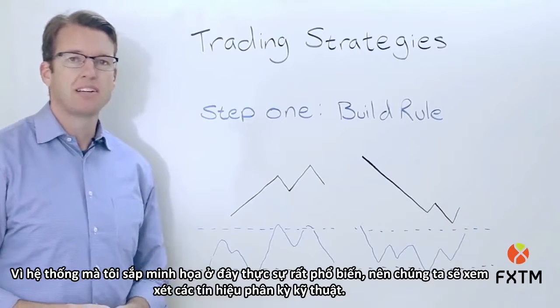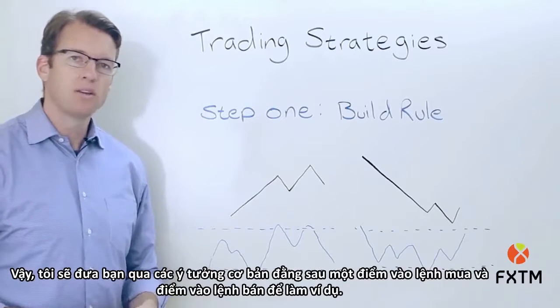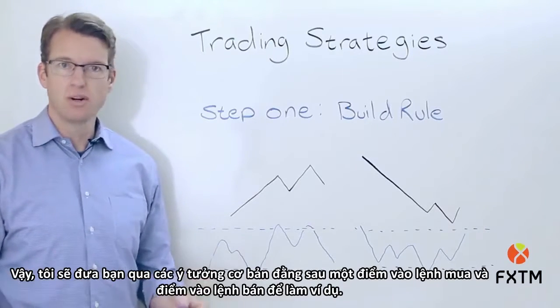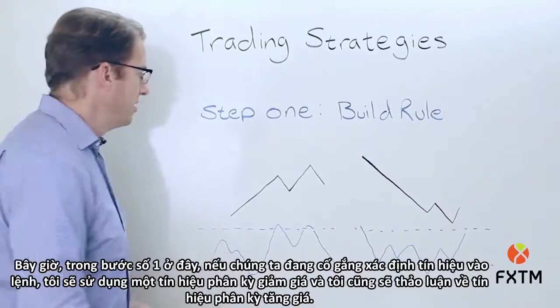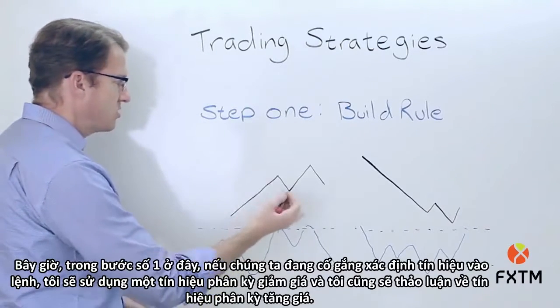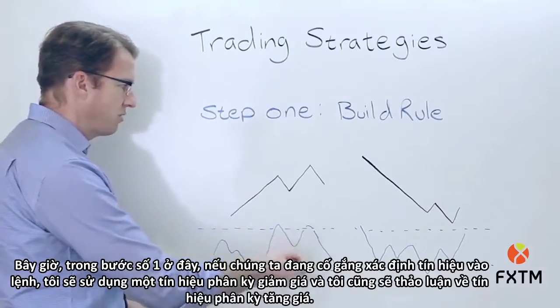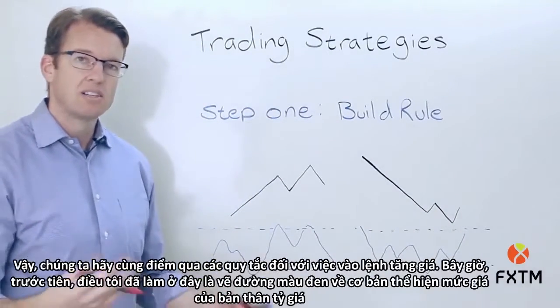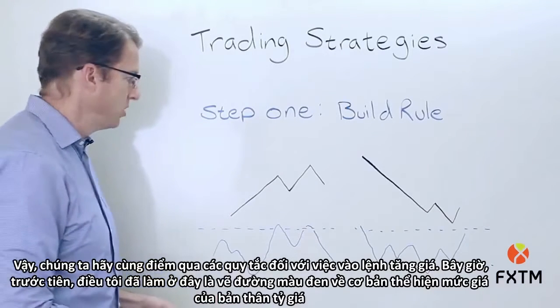We're going to be looking at technical divergences. So I'm going to walk you through the basic ideas behind a long entry and a short entry as an example. Now, in step number one here, if we're trying to define our entry signal, I'm going to use a bearish divergence, and then I'm also going to tackle a bullish divergence as well. So let's just walk through the rules for a bullish entry.